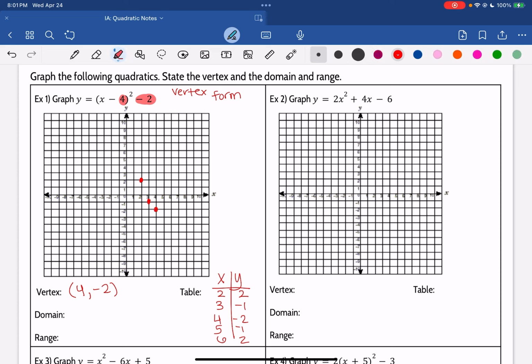Now here I hit my axis of symmetry, which means all my points are just going to reflect over that axis. So there is our quadratic. If you don't know this by now, this is a minimum. So our domain is from negative infinity to infinity. Our range goes from negative 2 to positive infinity.